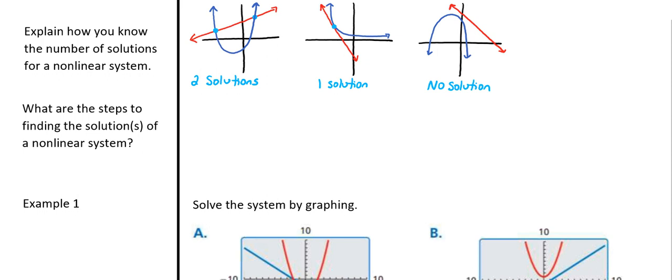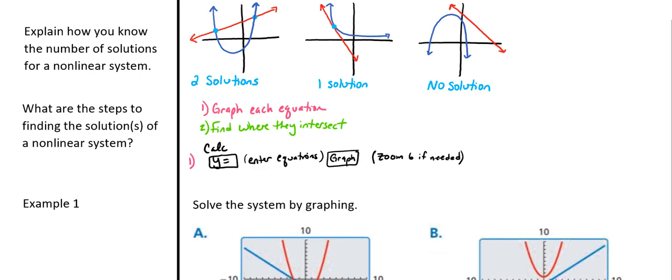So what are the steps to finding the solutions of nonlinear systems? Well, first, you want to graph each equation. Then, you want to find where those functions intersect. So how can you use the calculator to help you with this?